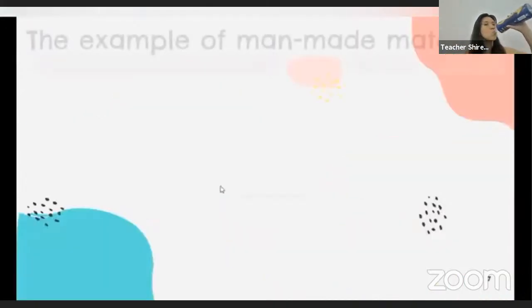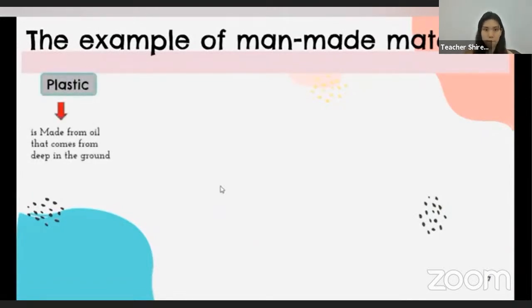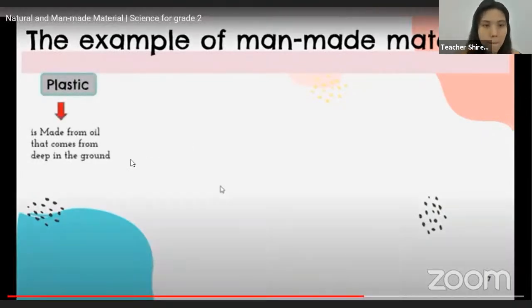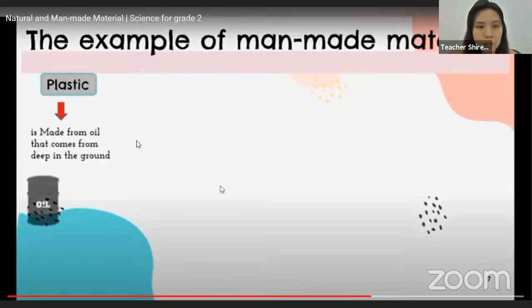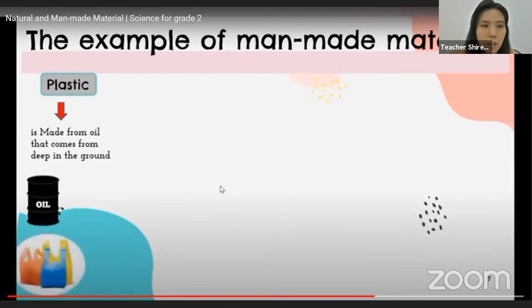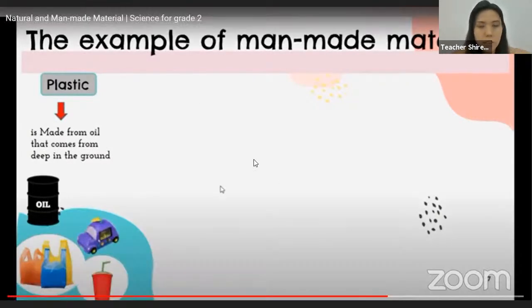Alright, so now let's take a look at the examples of man-made materials. First, plastic. Plastic is made from oil that comes from deep in the ground. It can be used to make plastic bags, plastic toys, plastic cups, and straws. So let's say, for example, this water bottle here.